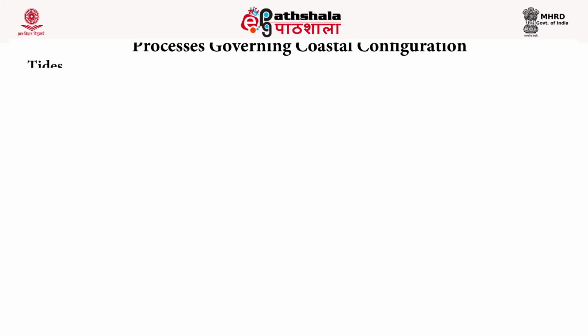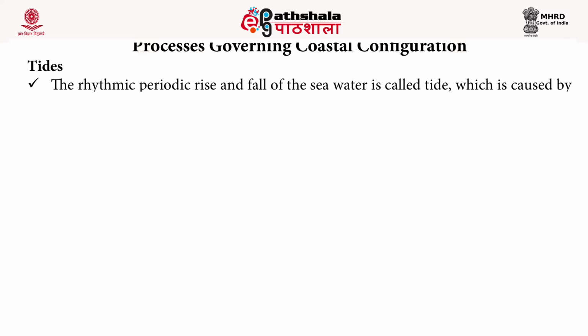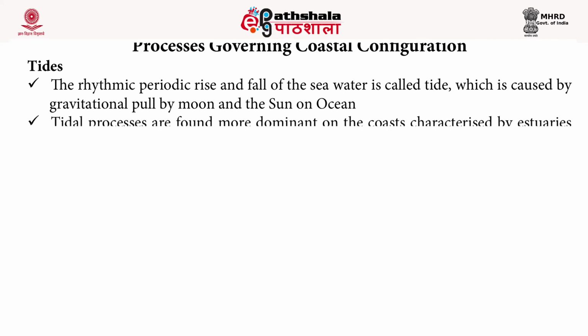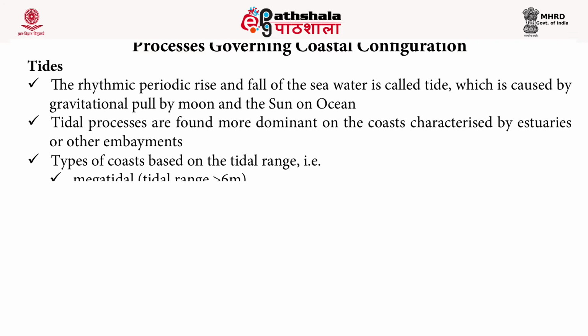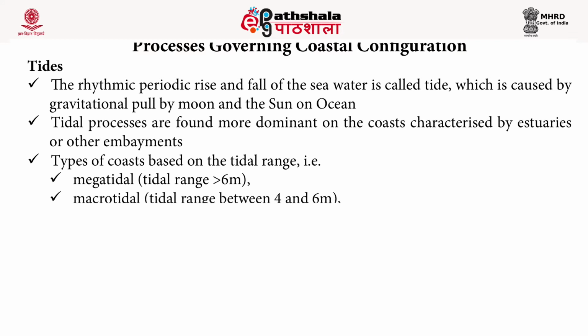Now, let us discuss the tides. The rhythmic, periodic rise and fall of the seawater is called tide, which is caused by the gravitational pull of the moon and the sun on the ocean. Tidal processes are found to be more dominant on coasts characterized by estuaries or other embayments. The coast can be categorized based on tidal range. They are categorized into megatidal, macrotidal, mesotidal and microtidal.